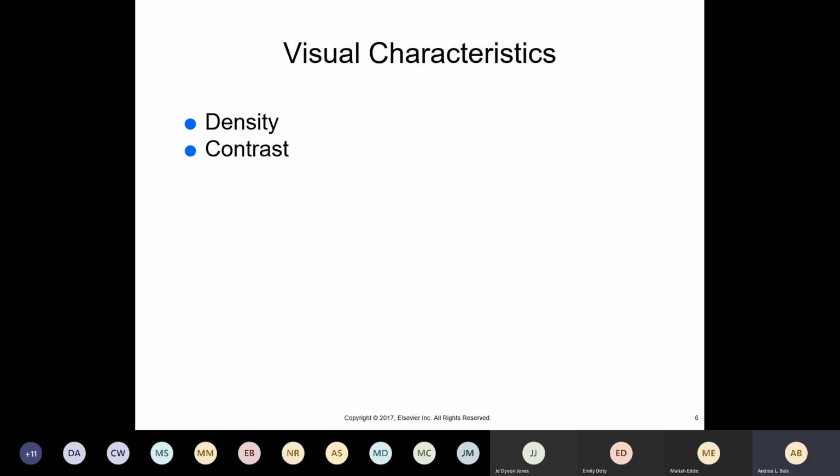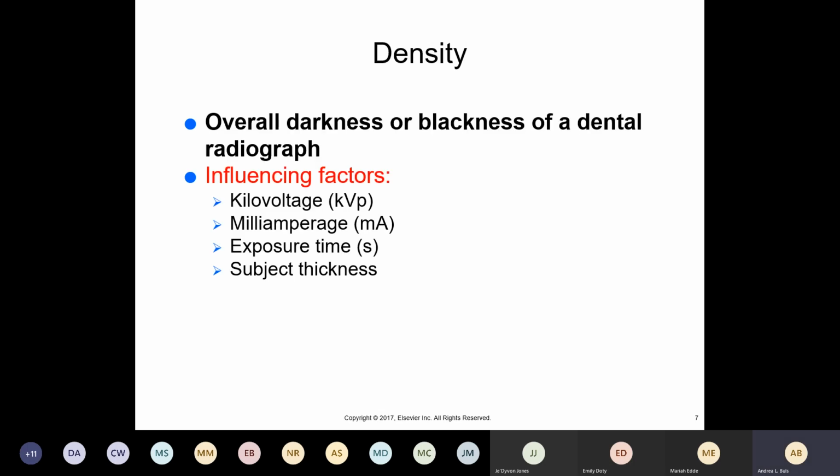So the visual characteristics will start off with our density and contrast. So density is the overall darkness or blackness on a radiograph, and the influencing factors for density, as we remember from the last couple chapters, are KVP. But if we increase KVP, we increase density as well because we're giving those X-rays more energy, but it's not the controlling factor.